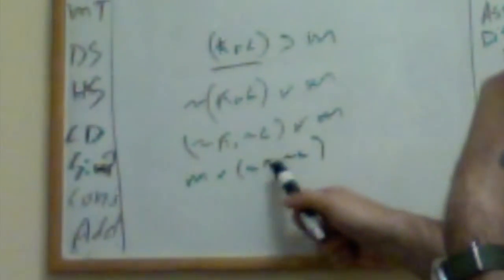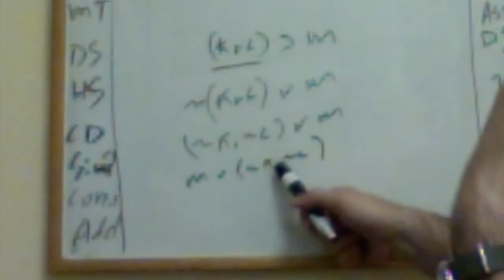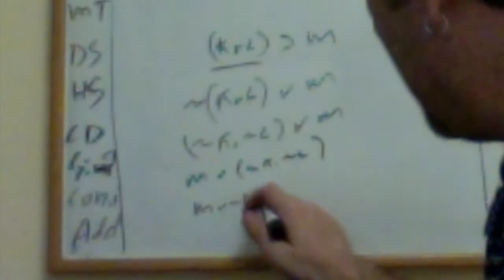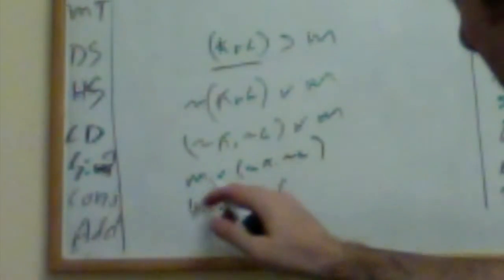We know that when we have M wedged to a dotted term, we can distribute the M into it, and what we end up getting is M wedge tilde K dotted to M wedge tilde L. Okay, and there's a dot there, and we can break these apart.